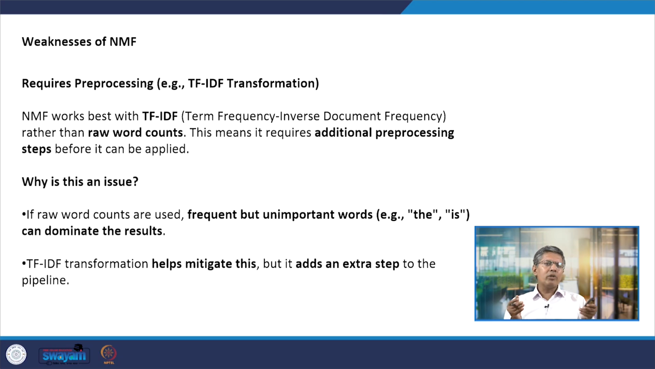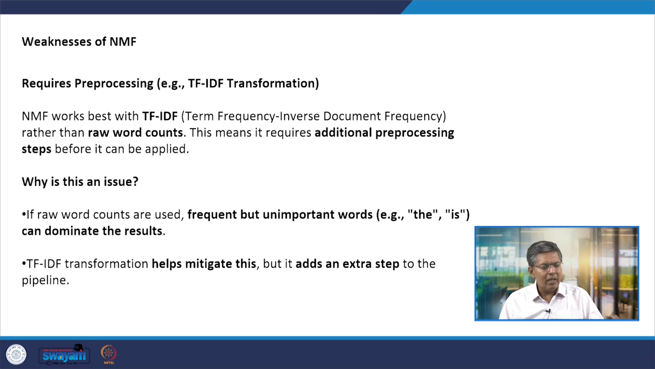And it requires pre-processing also. For example, NMF works best with the term frequency inverse document frequency approach, rather than raw word counts, which you could use in LDA. So, it requires additional pre-processing steps before it can be applied. What is the problem? If raw word counts are used, frequent but unimportant words, for example the, is, they, may dominate the results. That is the problem. The TF-IDF transformation, which is the term frequency inverse document frequency, helps mitigate this, but it adds an extra step to the entire pipeline.